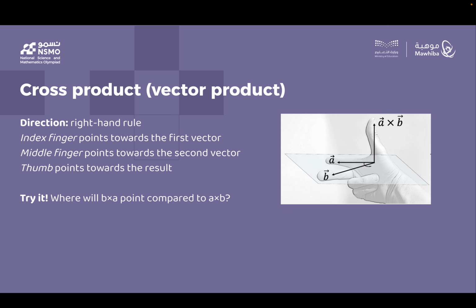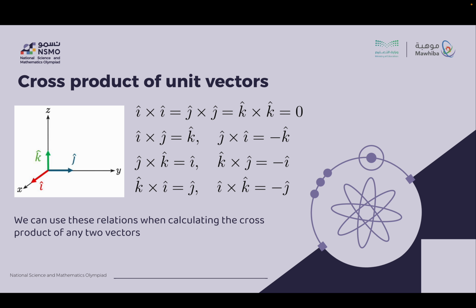To find the direction, we have to use the so-called right-hand rule. Using your right hand, point your index finger towards the first vector and your middle finger towards the second vector. Then your thumb will give the direction of the resulting vector. Try it. Stop the video and see for yourself where B cross A will point compared to A cross B. Do you have the result? You should have seen that B cross A points in the opposite direction to A cross B. This is an important result that we will use now.